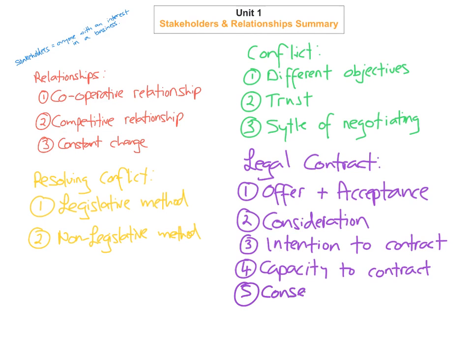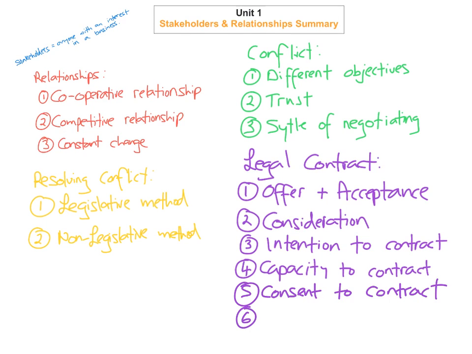So consent to contract. This basically means that both parties must give their real, voluntary and genuine permission to enter into the contract, and they both must know what they're getting into, and neither party can be forced into doing it.